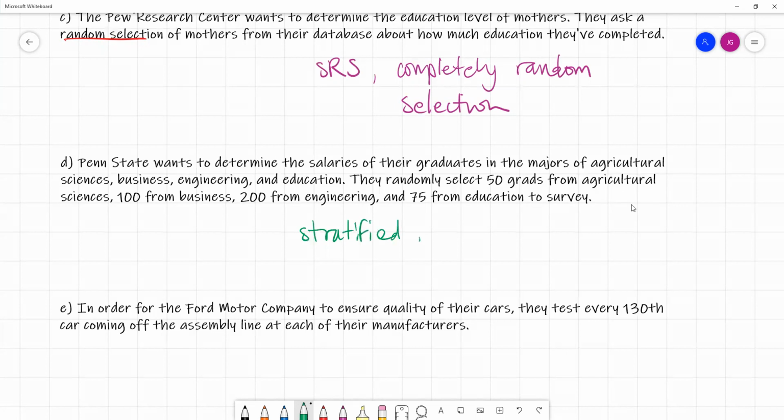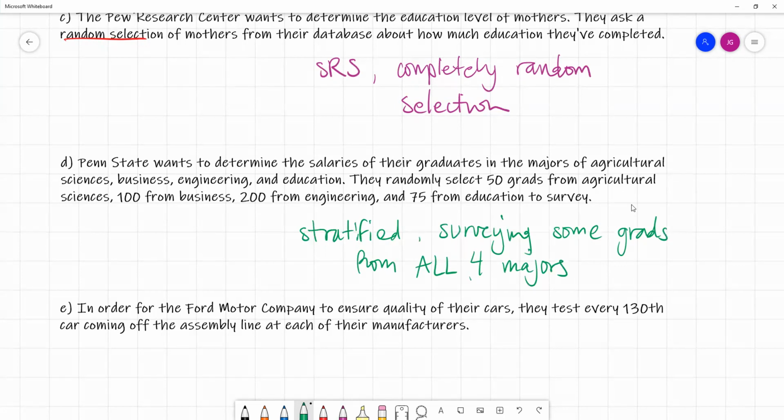Okay, and it's because they're surveying some grads from all 4 majors. There are obviously more majors than just this, but because this says that Penn State only cares about agricultural sciences, business, engineering, and education, those are the only 4 groups that we care about. Yes, there are more majors than just that, but these are the only ones that Penn State cares about. And so because they're surveying from all 4, this is stratified. They're not taking every single graduate from a few of those majors. They're choosing some from all.